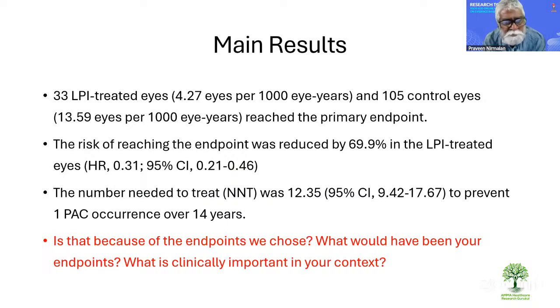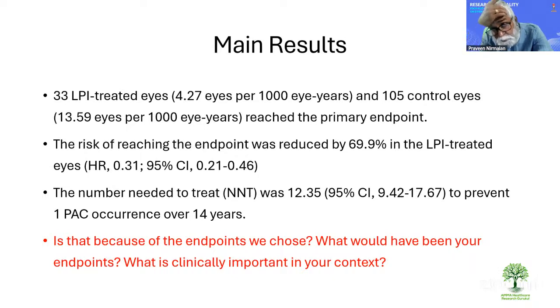The 33 LPI treated eyes and 105 control eyes reached the primary endpoint. The risk of reaching the endpoint reduced by 69.9% in the LPI treated eyes. And the number needed to treat was 12.35. So you say that if you treat 12.35 people with LPI, you are able to prevent one PAC occurrence, the progression from PACS to PAC, for every 12 to 13 LPIs that you are doing. You're able to prevent progression to one PAC over 14 years.